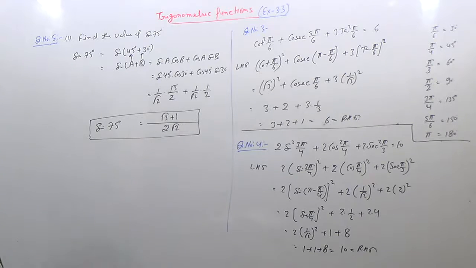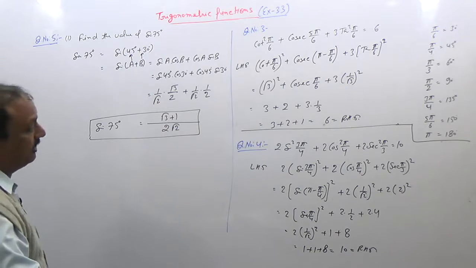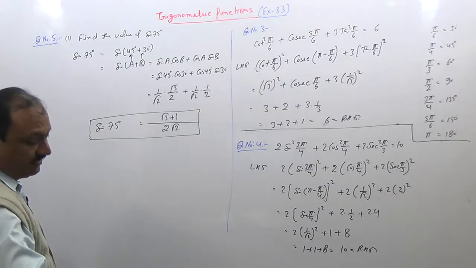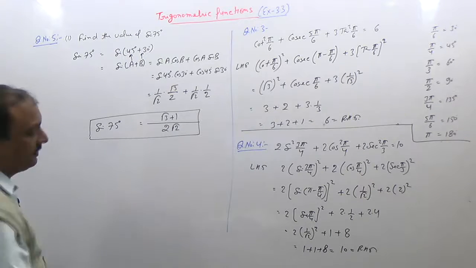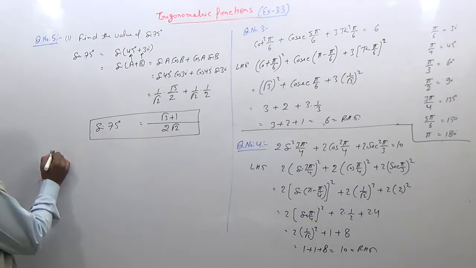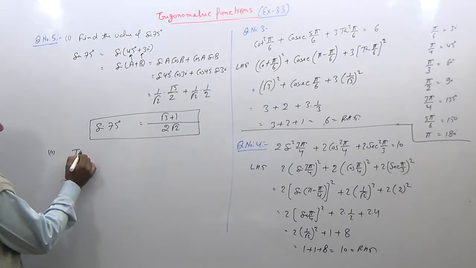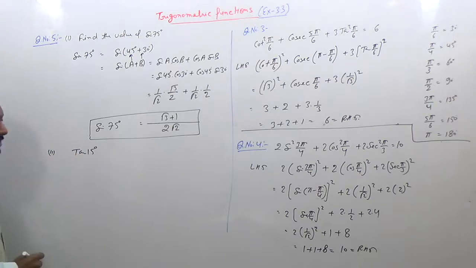So simply we have broken 75 as the sum of the two known angles 45 plus 30, and we have applied the sin A plus B identity in which A is 45 and B is 30 degree. So we get the value of sin 75 as under root 3 plus 1 upon 2 under root 2. Second part is, find the value of tan 15.